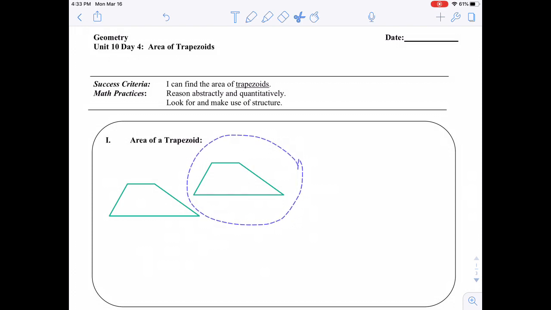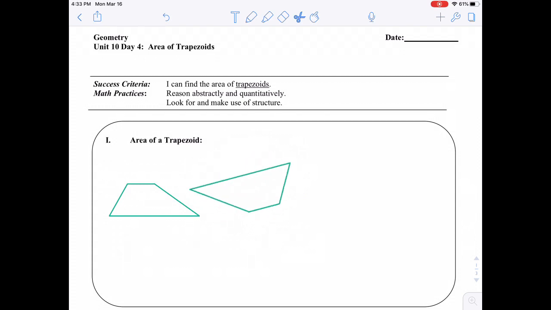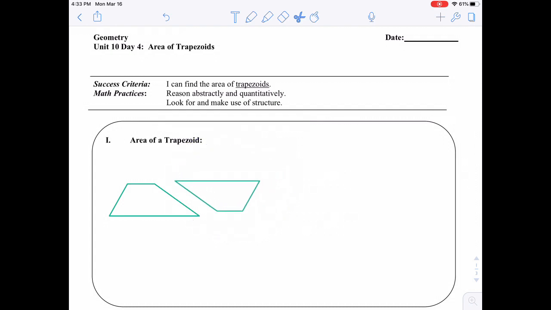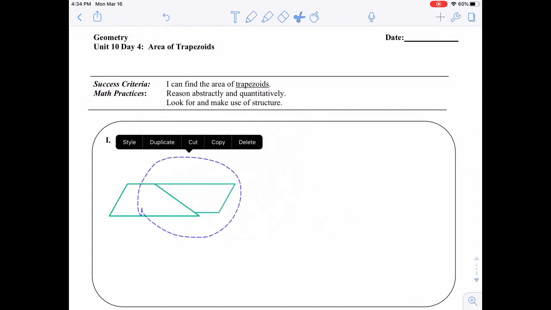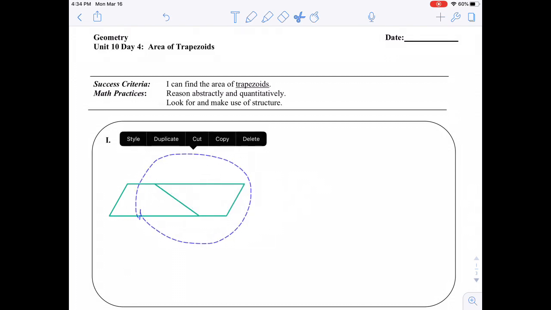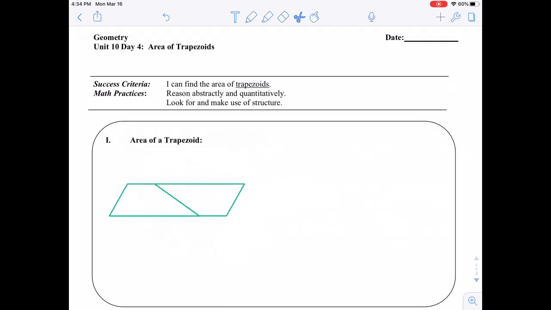Now, in Notability, when I move this, it's going to change sizes a little bit. I'm going to do my best to keep it the same size. But envision going ahead and rotating that shape. Notice how it will fit, like I said, if I could keep it rigid so that it wouldn't change sizes. Notice how it fits perfectly to make a parallelogram. So when we are thinking about specifically the area of a trapezoid, it really comes from the area of a parallelogram.